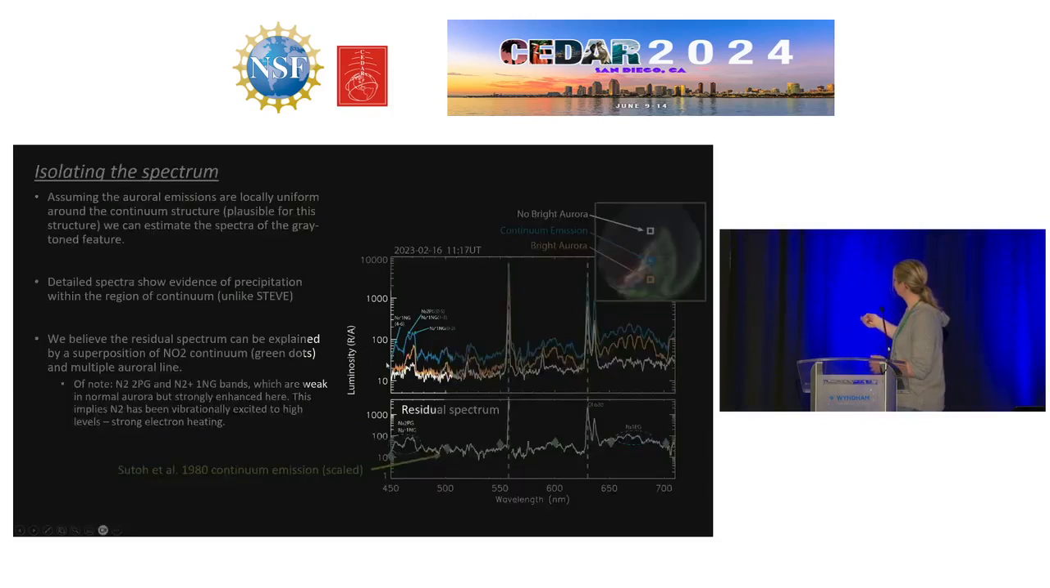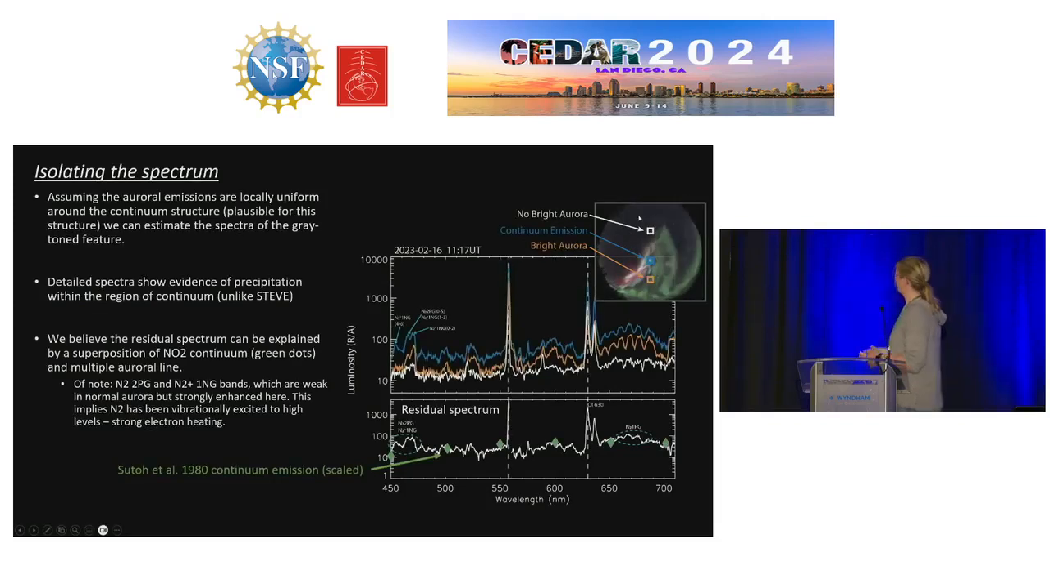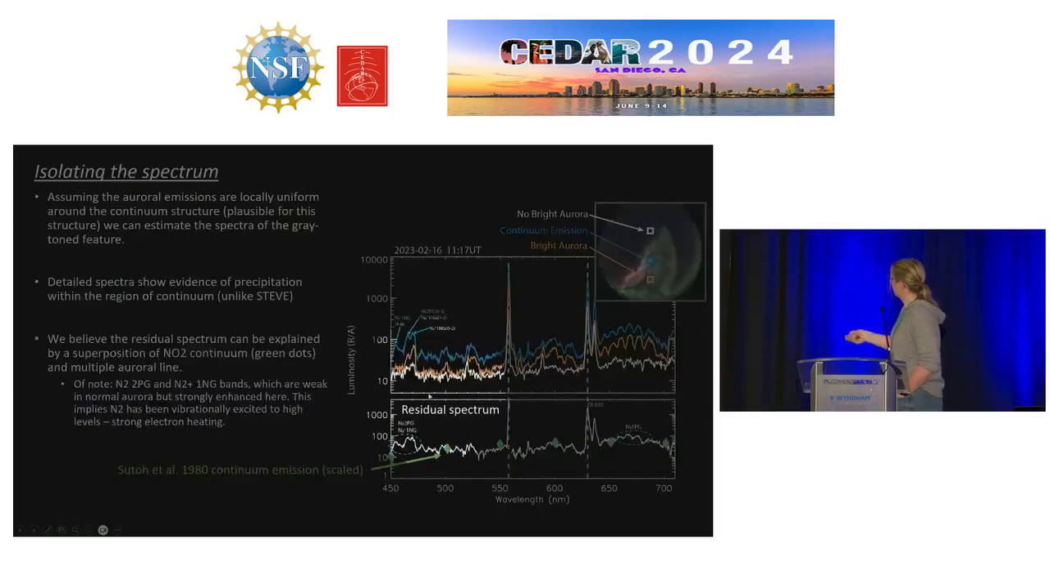But here's our image, the same image we had from before, in the top. And there's three dots here. So a region which we're calling no bright aurora, which is above, a region from within the bright aurora, and a region from within what we're calling the continuum emission. Those spectra are down here below. You can see the no bright aurora is the lowest luminosity. That should be Rayleighs per nanometer, not angstrom. It is not that bright.